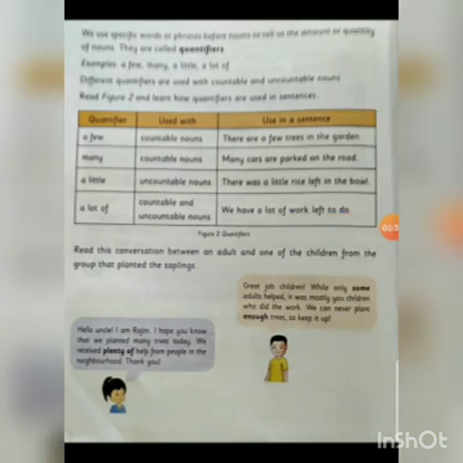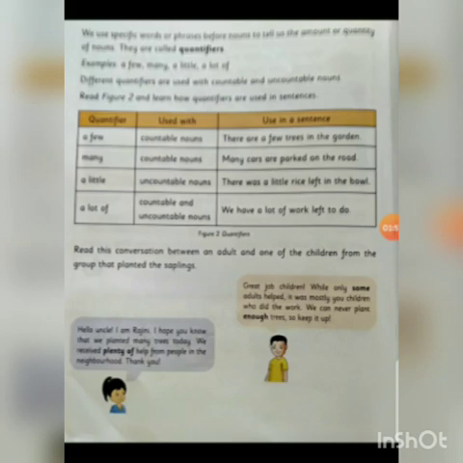We use specific words or phrases before nouns to tell us the amount or quantity of nouns. So these are known as quantifiers. So what are the quantifiers? We use specific words or phrases before the nouns. So a noun is there, and before it we use specific words, and these are known as quantifiers. Example, a few, many, a little, a lot of. Different quantifiers are used with countable and uncountable nouns.